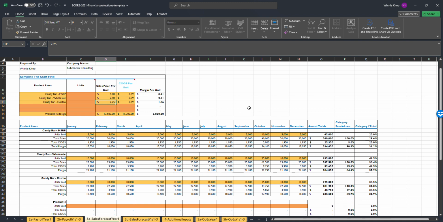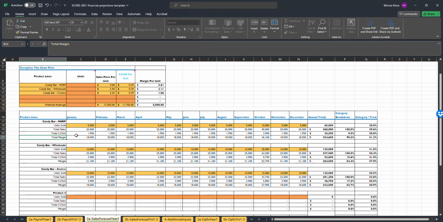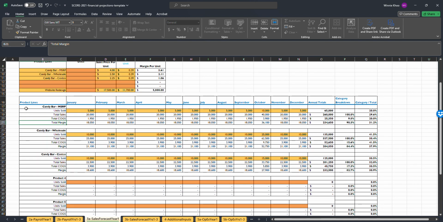Now here we can see the total sales, total COGS, and total margins for the different product lines. And these formulas are driven by the number of units sold. So these orange sections here. And based on the COGS calculator, we know that we can produce 25,000 candy bars a month. So with that 25,000, where are we going to sell these products? How are you going to split up the 25K between the 3 different sales channels?